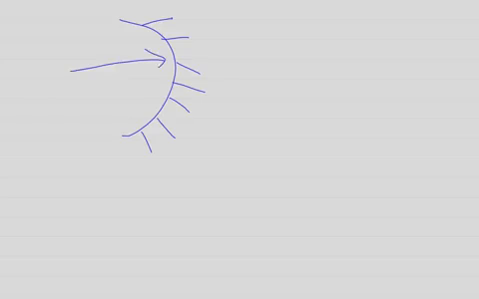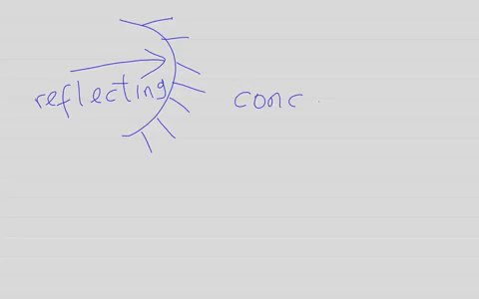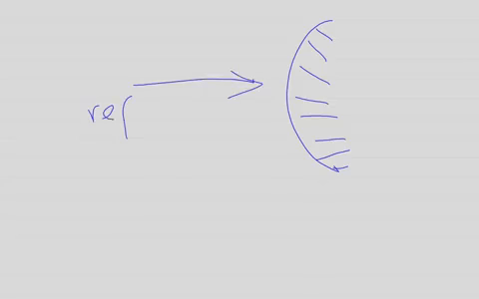Like when we have a concave mirror, it is a reflecting surface. The inside here is the reflecting surface. So the concave mirror has an inside reflecting surface. And then for a convex mirror, this is the back of the convex mirror, so this side is the reflecting surface.